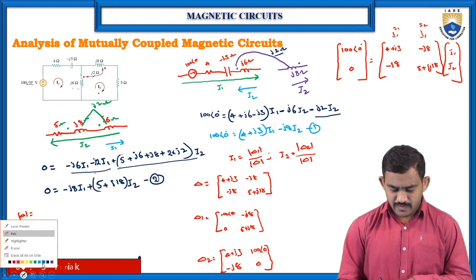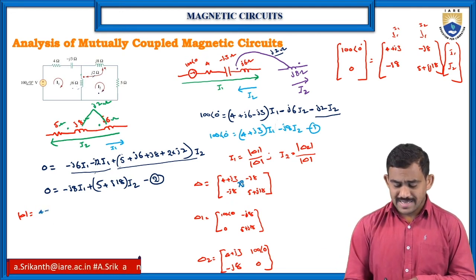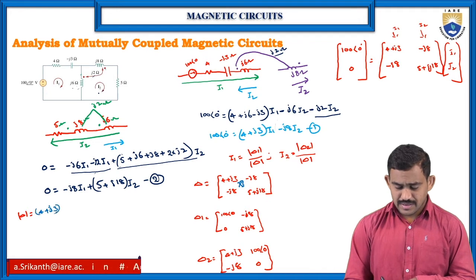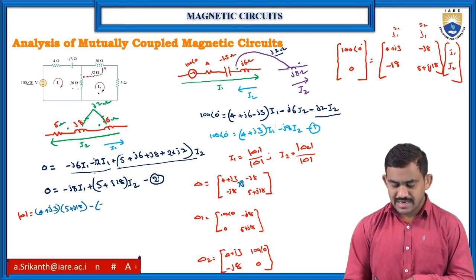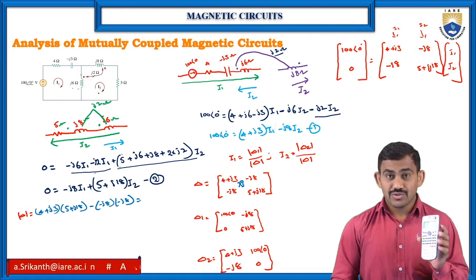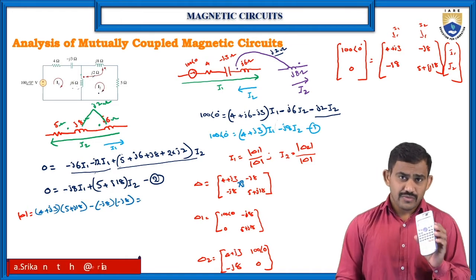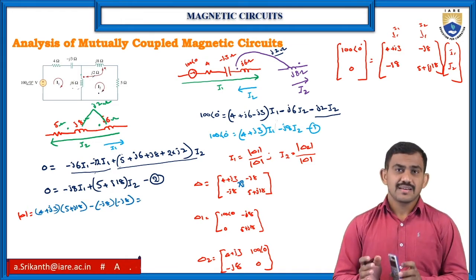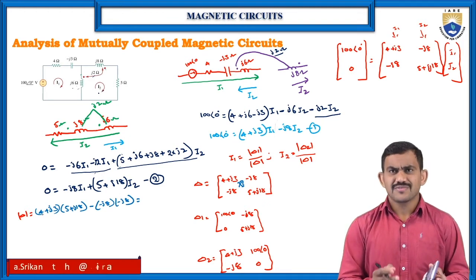So for del of delta, that is cross multiplication. We have the cross multiplication values: 4 plus j3 into 5 plus j18, minus, and minus minus j8 into j8. So we will get the answer for delta. For this we need to use the calculator, so for better calculation, use the calculator. We need to convert polar to rectangular and rectangular to polar. Here we have the rectangular values, convert into polar and get the values, very simple.